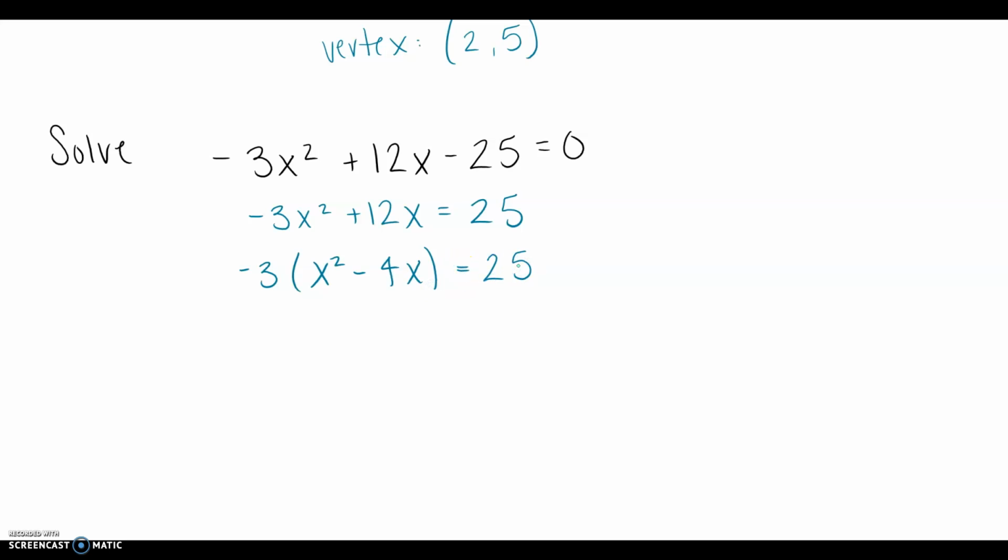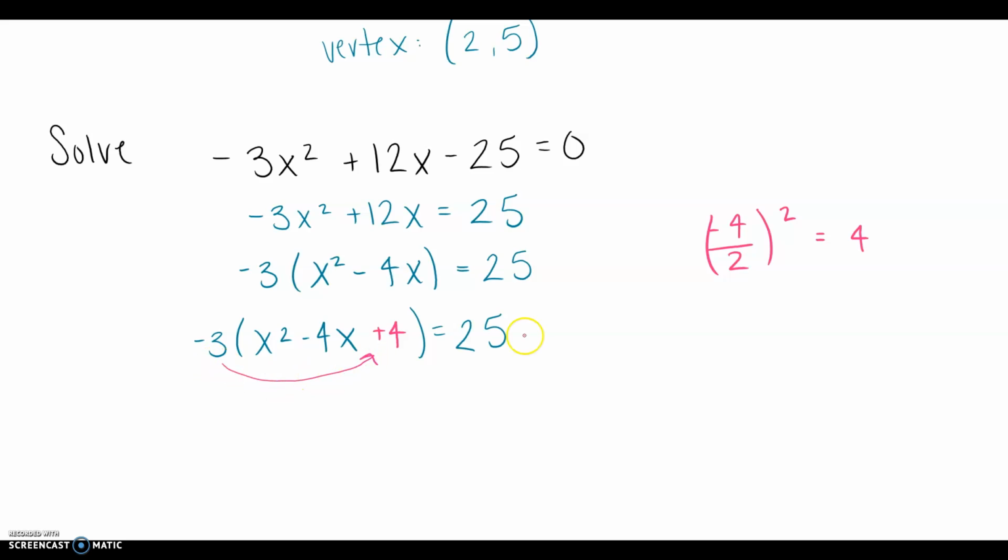And now I complete the square. So negative 4 divided by 2. Oh, that's funny. It's the same b value. So that's going to be positive 4. But this problem is actually different. So on the left side, I bring down my negative 3. I still have x squared minus 4x. But then inside our parentheses, we've got plus 4, because that's what completes the square. And on the right side, we have 25, but we're not going to have 4. We're going to multiply negative 3 times 4. So we will subtract 12.